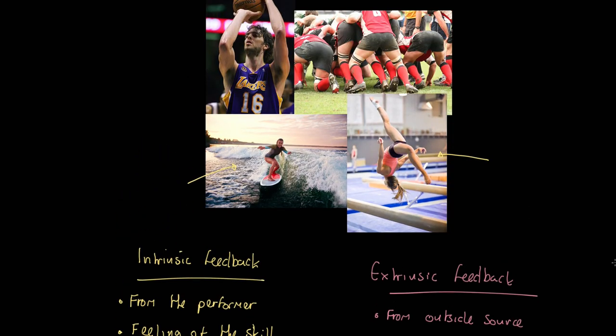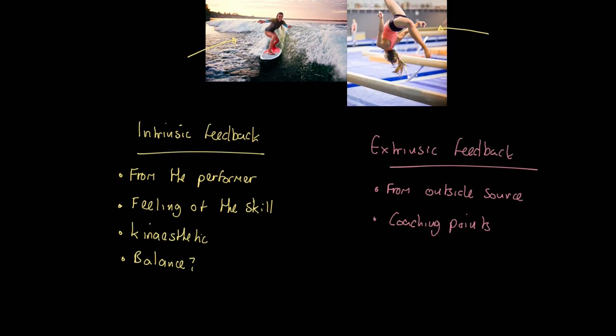So let's say we've got this performer here. Maybe this performer has been shouted at by the coach, turn your left shoulder inwards, for example. That would be an example of extrinsic feedback that the performer could use to adjust and improve their performance. Or indeed, it could come after the performance as well, of course.